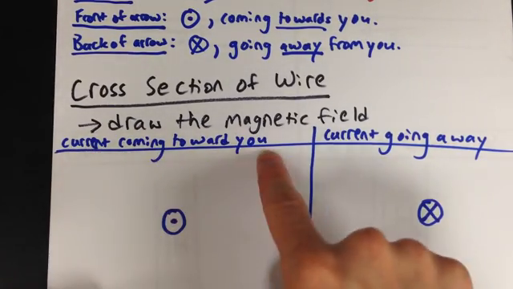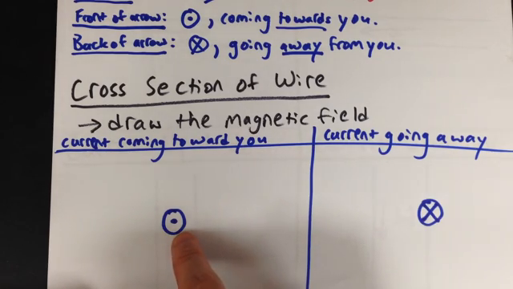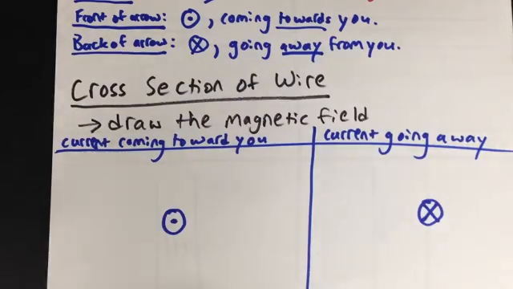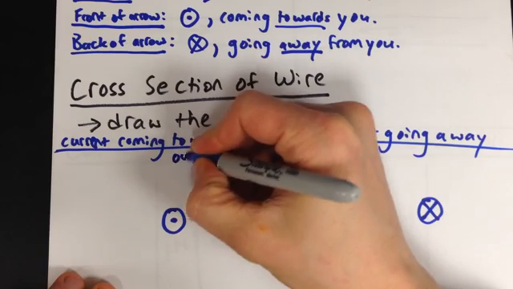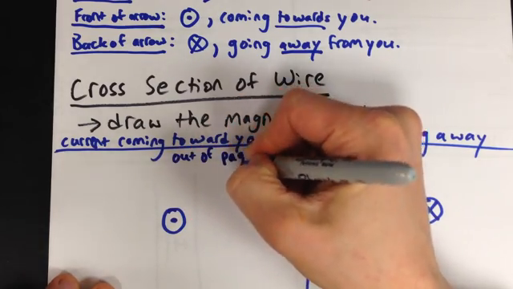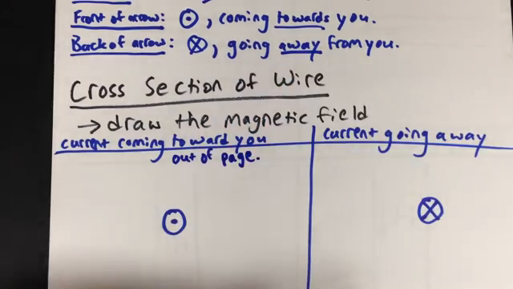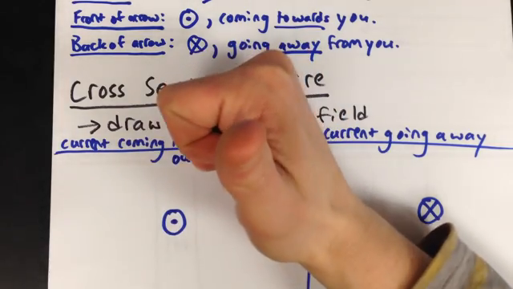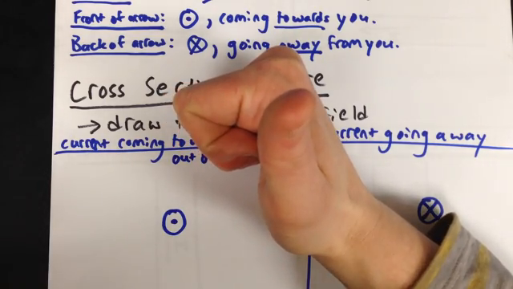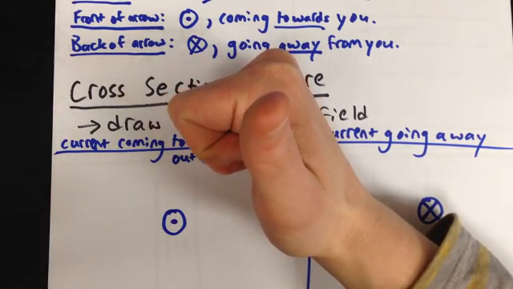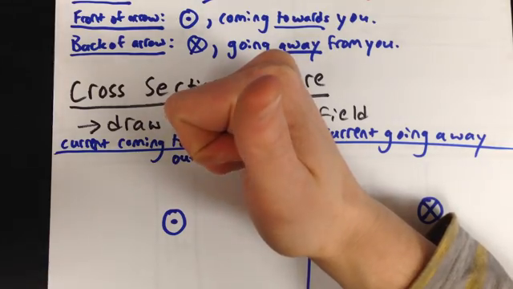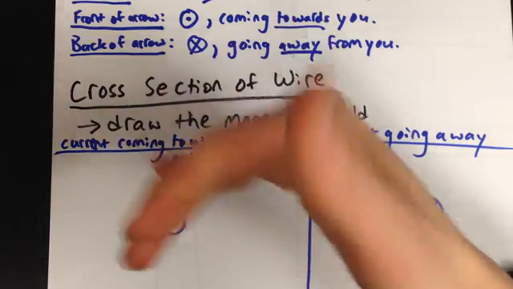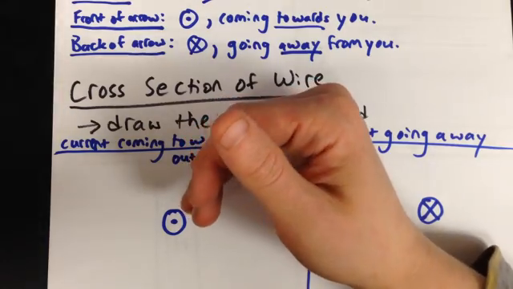What if the current is coming towards you in a wire cross section? That means a little dot like that. So that means it's coming out of the page is another way to say that. Towards you, or out of page, that's what the dot means. It's the front of the arrow you're looking at. What you do is your thumb is the direction of the current. So see how my thumb is pointed up? That means my thumb is coming out of the page, just like that dot. And then your fingers are the direction of the magnetic field.